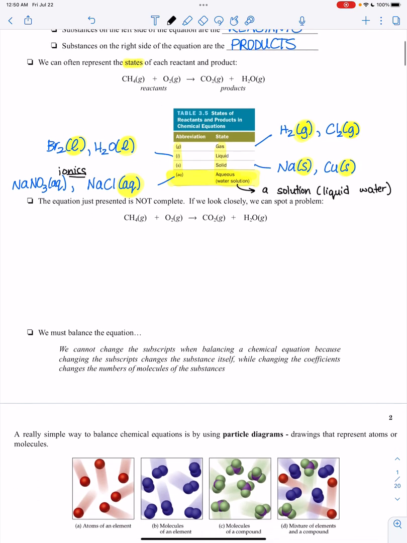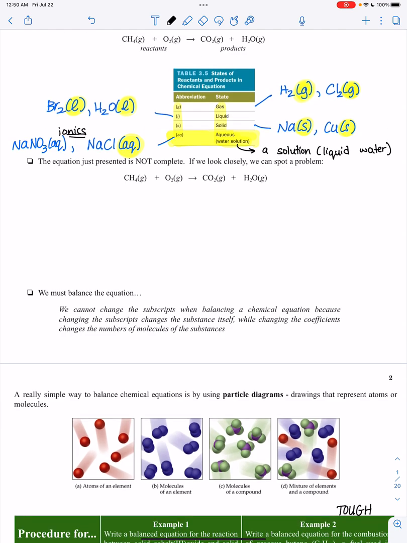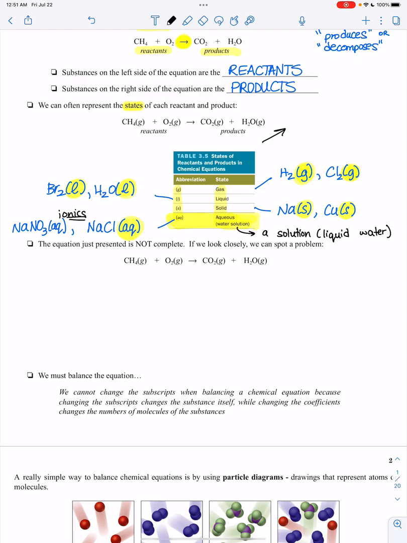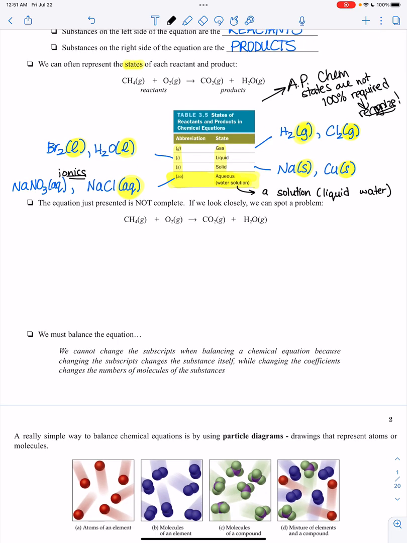Now a little bit more about chemical equations. We can include the states in equations, but for AP Chemistry, it's not a big deal. States are not really required, but need to be recognized. Recognize what they mean. So here's this chemical equation again, and I included the states for everything. But there's now one more problem. Even though I put the states in and it looks nice and neat here, we have a problem.